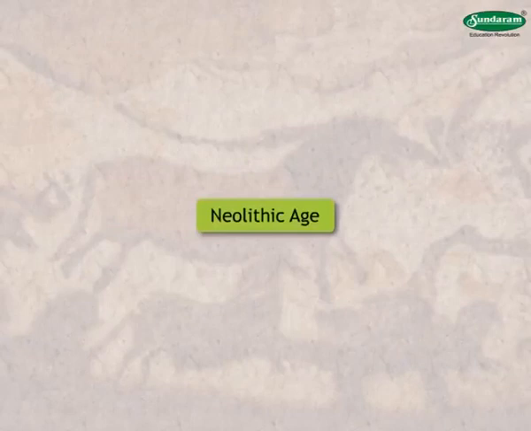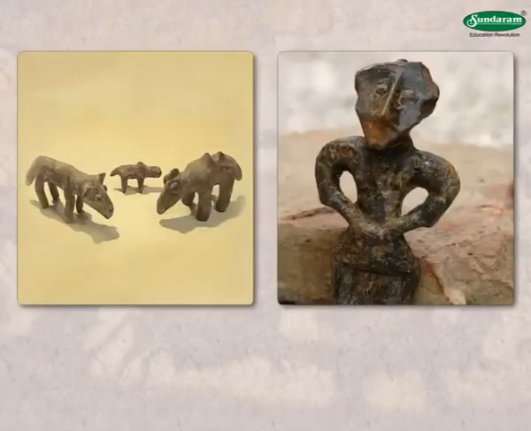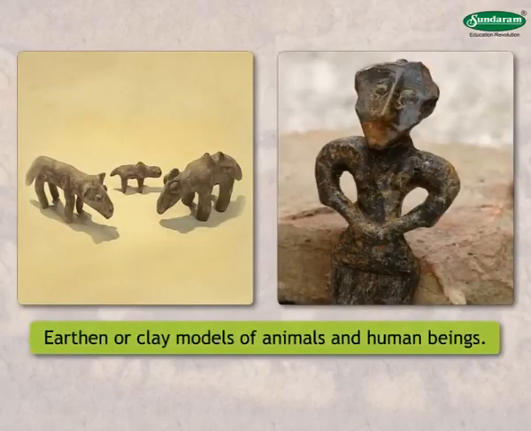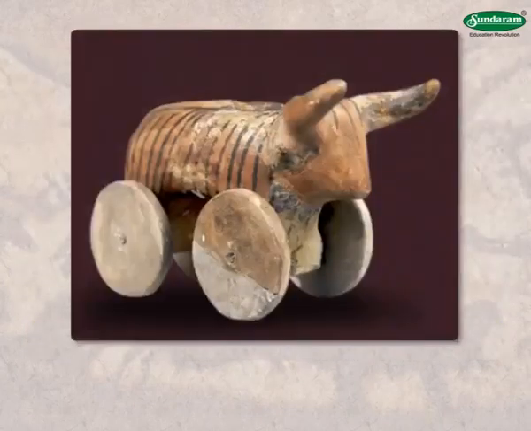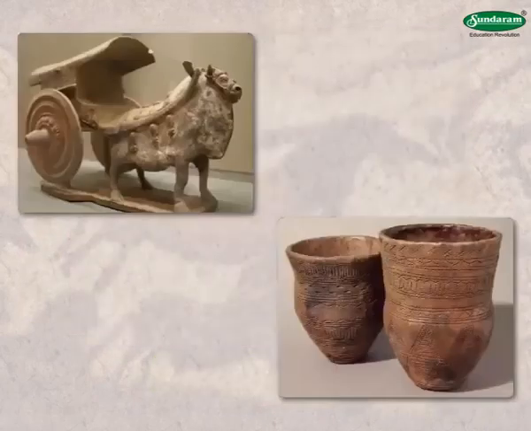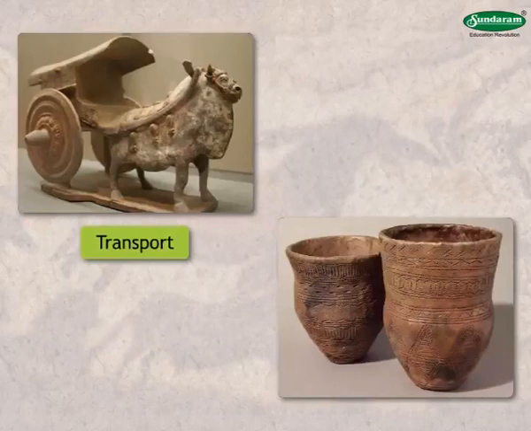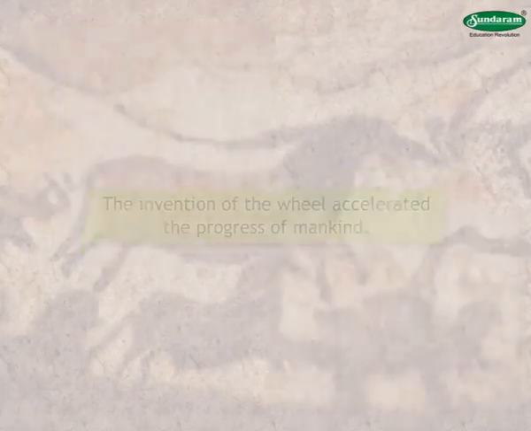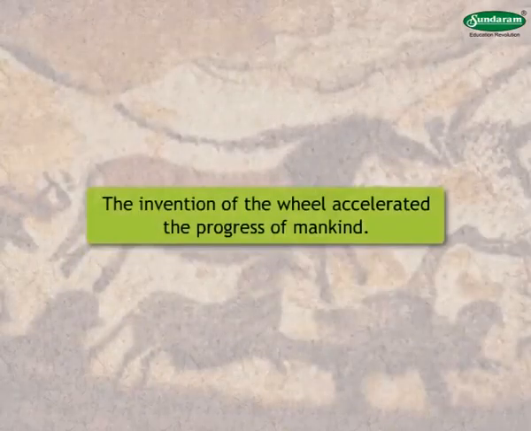During the Neolithic Age, man began to make earthen or clay models of animals and human beings. It was during this period that man invented the wheel. The wheel was used for transport and for making earthen pots. The invention of the wheel accelerated the progress of mankind.